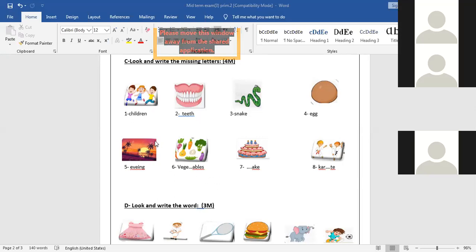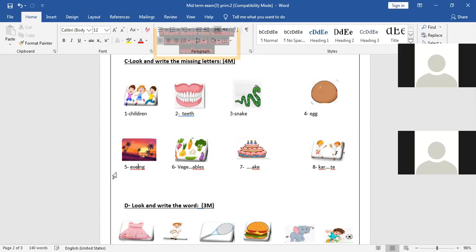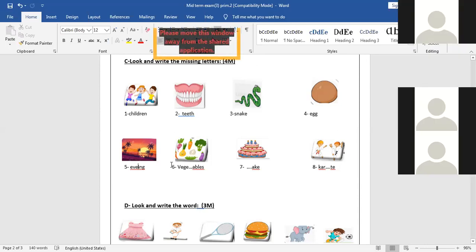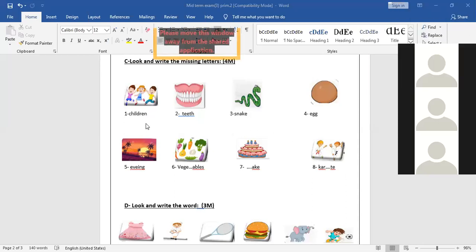Anton, are you still here? Okay, let's see another one. Adam? Okay, I think that you cannot hear me. Alia, can you hear me? Oh, who's talking? Okay, Adam. I'm talking to Adam. Adam, look at this picture. This is morning or evening? Evening. So the missing letter is N or M? N, evening.